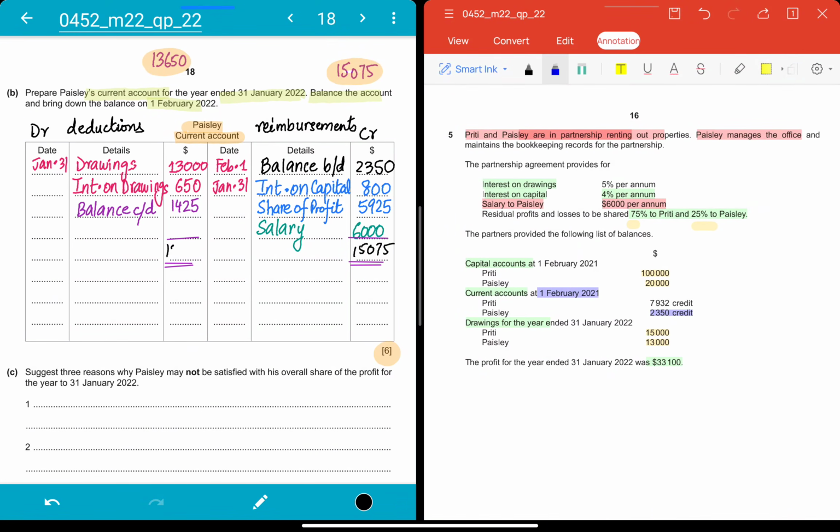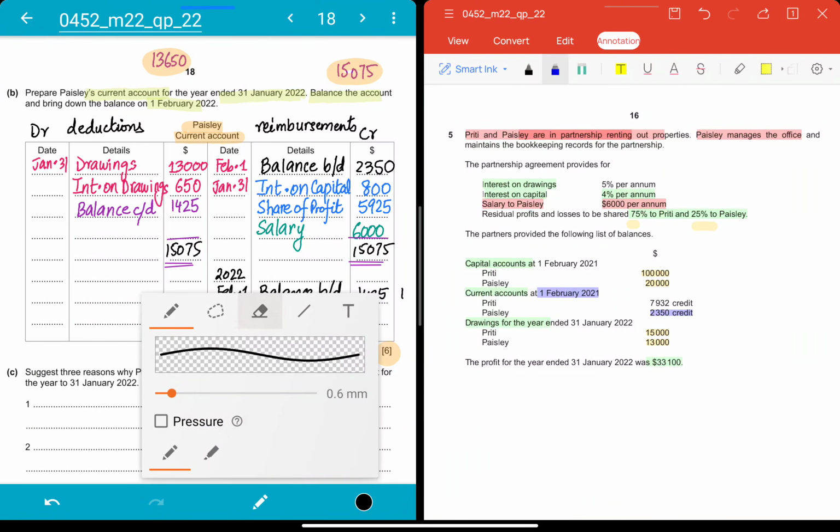That will be basically 15,075 and 15,075, and 1 mark, make sure, is for this, that is 2022 February 1. You write it down there, and you write down the balance brought down for the next year that Pestle will have, that is 1425. Okay, so make sure you're getting this. So this is eventually 1 mark, students. Okay, so hope everyone got that.